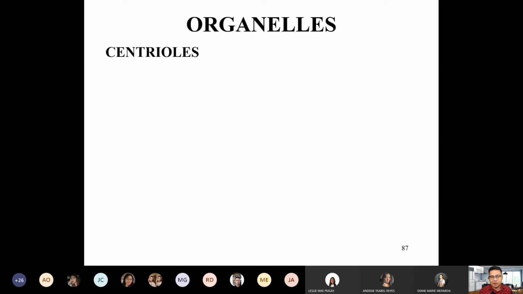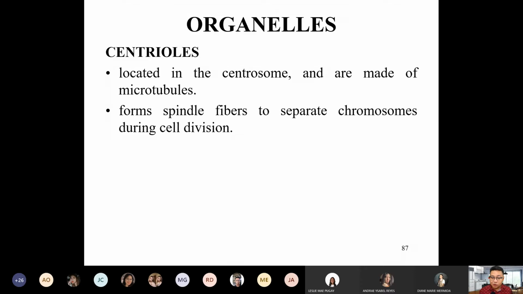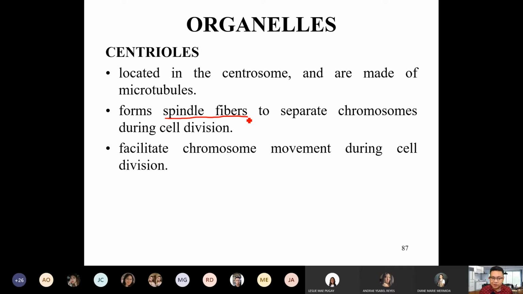Okay, next, we have our centrioles. The centrioles are located in the centrosome and are made out of microtubules. It forms spindle fibers to separate chromosomes during cell division. They facilitate chromosome movement during cell division.